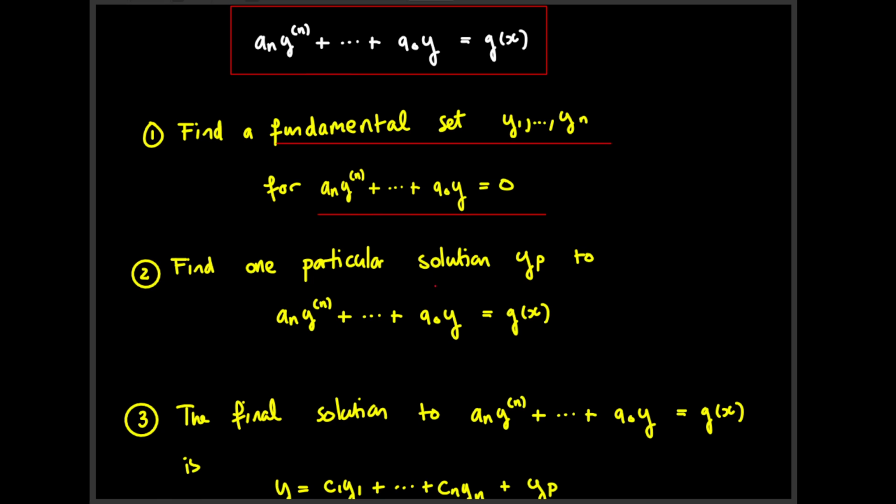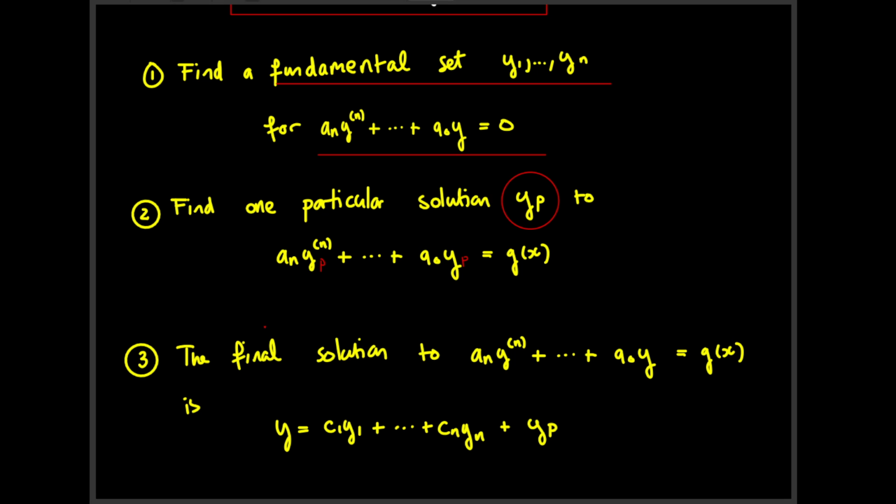Then step 2 is we find a particular solution to the equation. So a particular function that when I substitute it into the differential equation, it holds. And then the final solution to this differential equation, that is to say, every solution to our linear differential equation, will be of this form here. Y is equal to some homogeneous component, which is given by this, plus the particular solution.